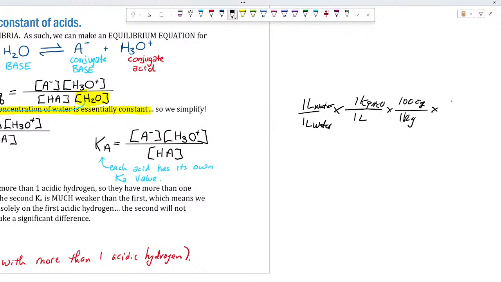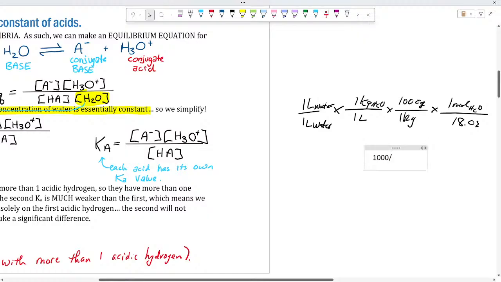And then you could say 1 mole of water weighs, what is it now? 18.02, right? And you could work it out. You can actually work out the concentration of water in water. And what you end up with is 1,000 divided by 18.02, 55.49. So the concentration of water is 55 moles per liter in water.